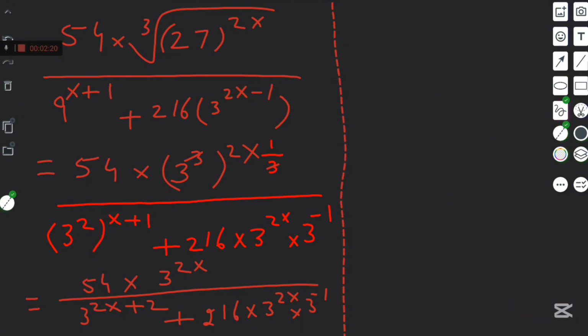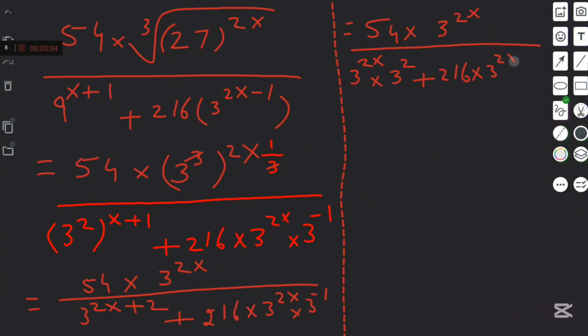Okay, so here I can write equal to 54 times 3 power 2x over 3 power 2x times 3 power 2, then plus 216 times 3 power 2x times 3 power minus 1.